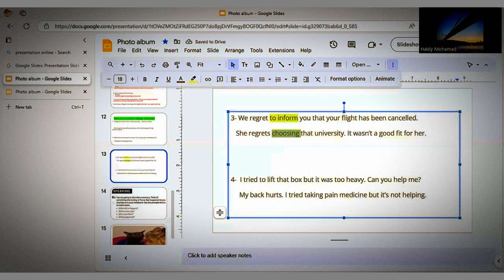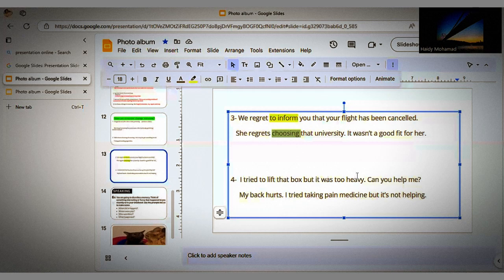The last verb with us is the verb try. I tried to lift that box, but it was too heavy. Can you help me? My back hurts. I tried taking pain medicine, but it's not helping. So here we have two different experiences: lifting a heavy box and taking pain medicine. You can see that the two experiences are totally different.